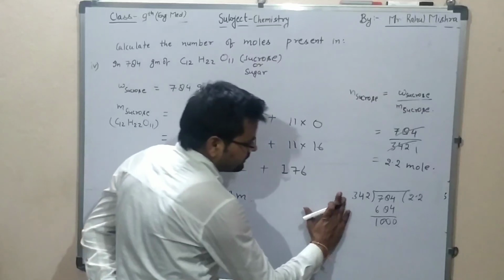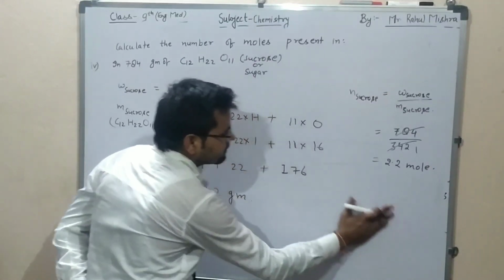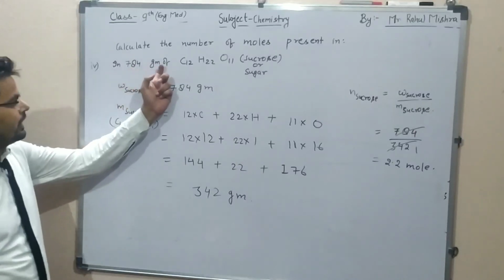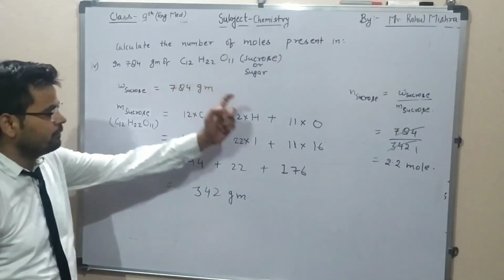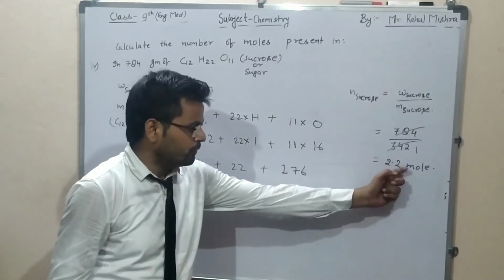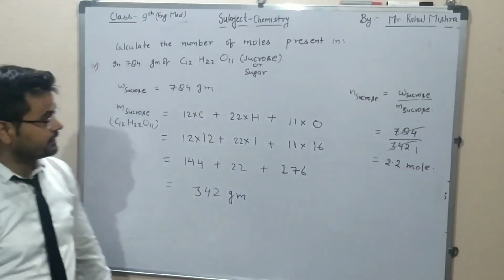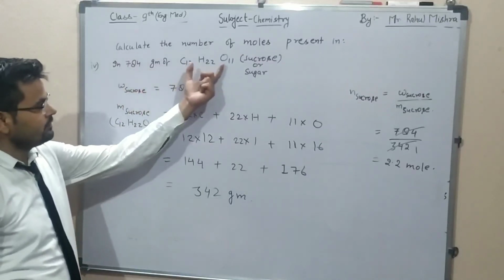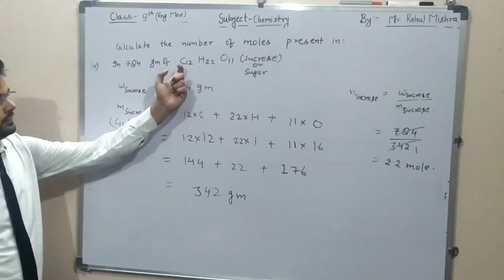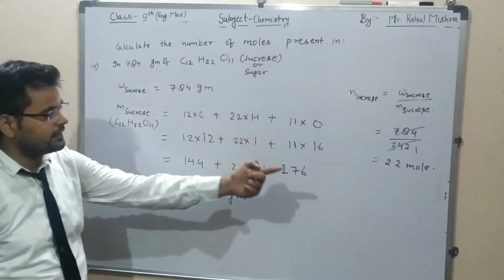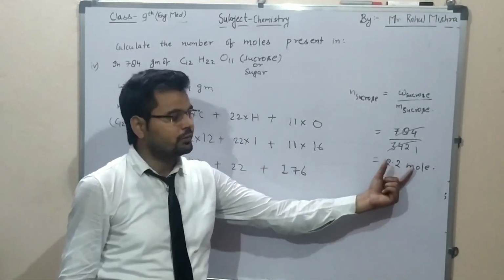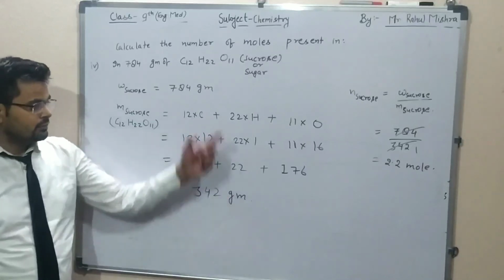So listen here. In 784 gram of sucrose, how many moles are present? So 2.2 mole of sucrose are present. इसका मतलब 784 ग्राम सुक्रोस में या चीनी में कितने मोल चीनी प्रेजेंट है? तो उसका आंसर होगा 2.2 मोल ऑफ शुगर. सो नोट डाउन इट.